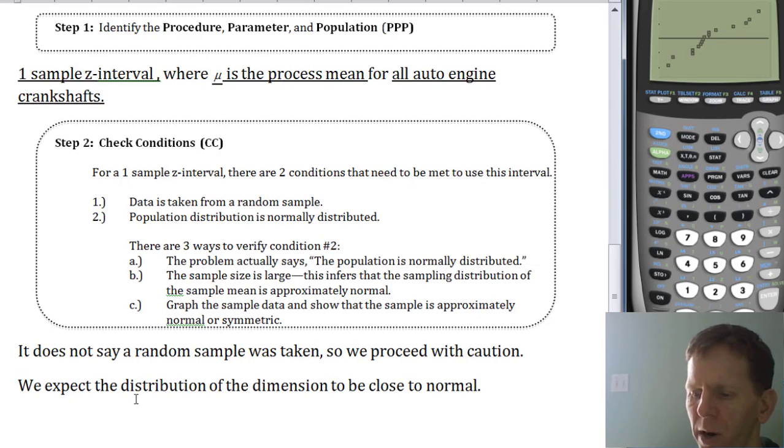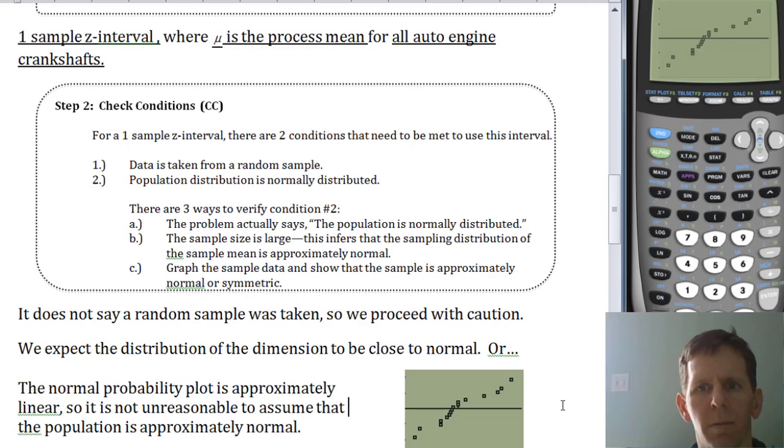So if you missed the part that said the distribution is close to normal, what you could also say is this. The normal probability plot, so name the graph, the normal probability plot is approximately linear. So it is not unreasonable to assume that the population is approximately normal. In other words, since our sample data looks pretty normal, there's probably a good chance the population data is too. Why the big words? Because that's what the graders on the AP exam use in their grading rubric, so we're going to follow what they use.